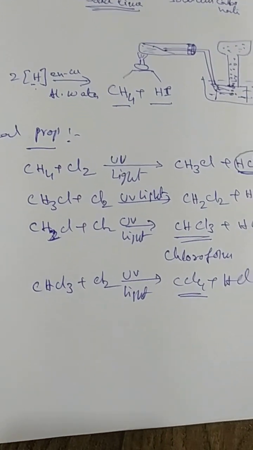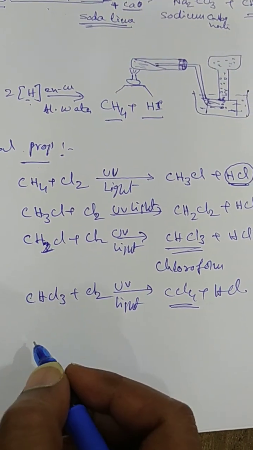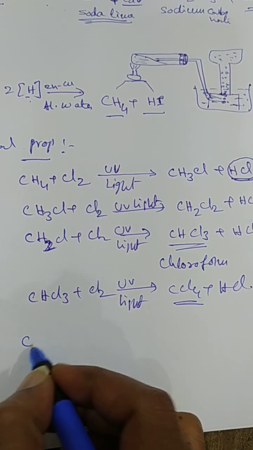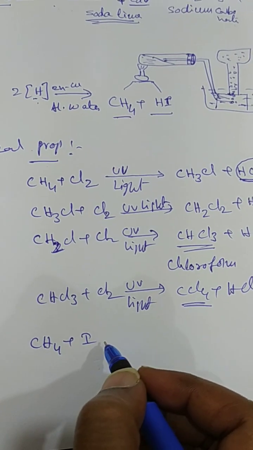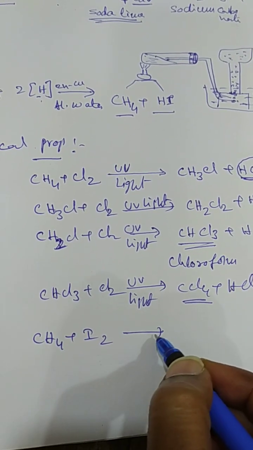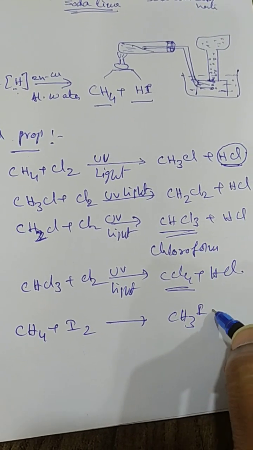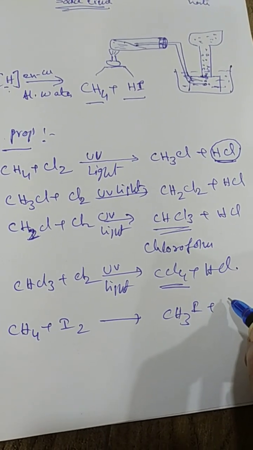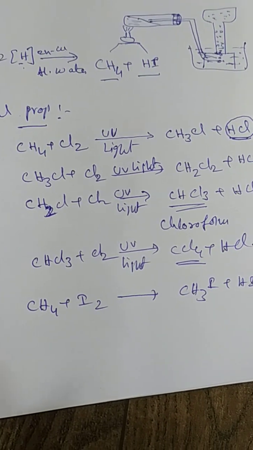The next halogen reaction is the reaction with iodine. I have told you, CH4 with I2 gives CH3I, methyl iodide, and HI. That's all. There is no chain reaction for iodine.